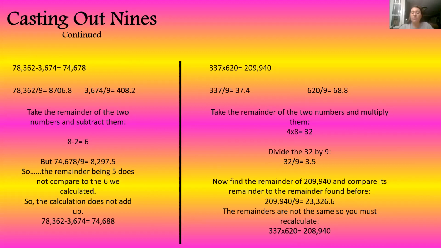Now find the remainder of 209,940 and compare its remainder to the remainder found before. So you have 209,940 divided by 9 equals 23,326.6. The remainders are not the same, so you must recalculate because you got a 0.6 instead of a 0.5. So when you do 337 times 620, it equals 208,940. So this was actually a whole 1,000 off of what the answer was supposed to be. Okay, so let's go on to our next one.